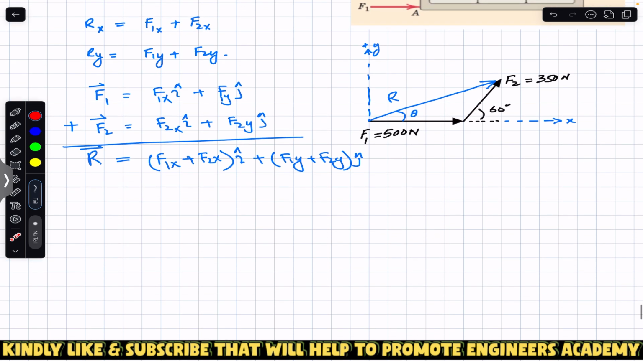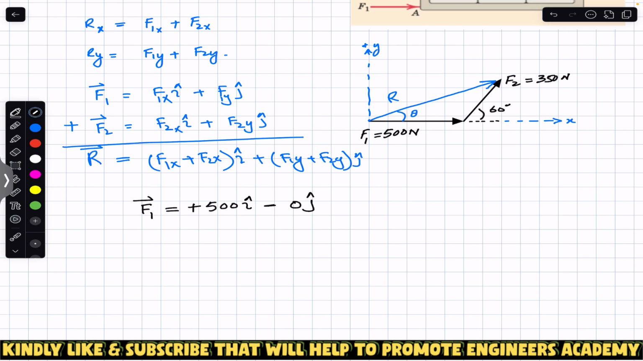So first of all, we need to write F1 as a Cartesian vector in terms of i and j components. As we can see, F1 is acting in the horizontal direction, so its vertical component is 0. This means that we can write F1 is 500 i, because the whole force is only acting in the x direction, so the whole magnitude is in the i direction. So plus 500 i, because 500 is in the positive x, and there is no component in the y direction, so we can say 0 j.